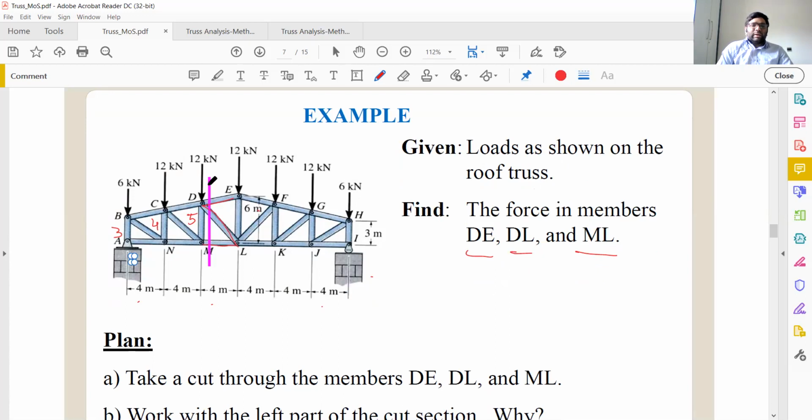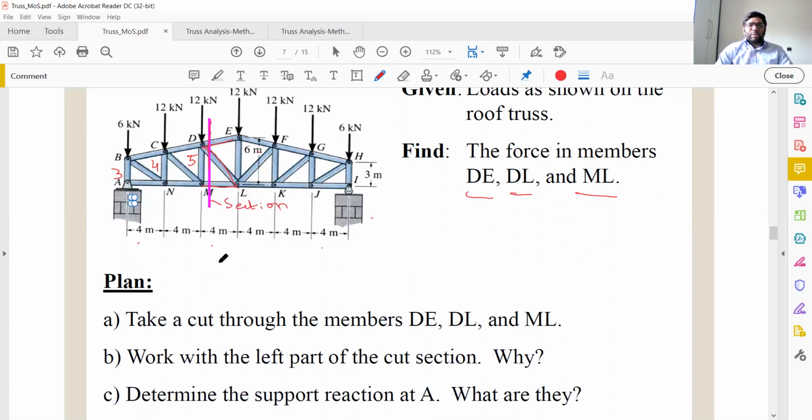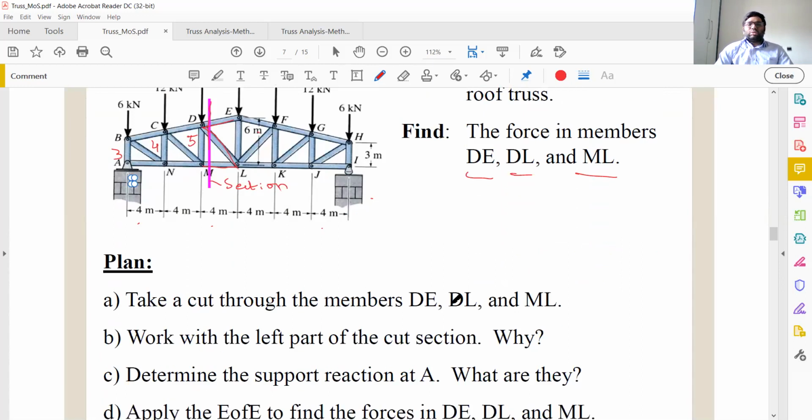So that is why the section was cut in the pink color. This is the section. The section was cut. That is the first step. Now see the process here. Take a cut through the members DE, DL, and ML.